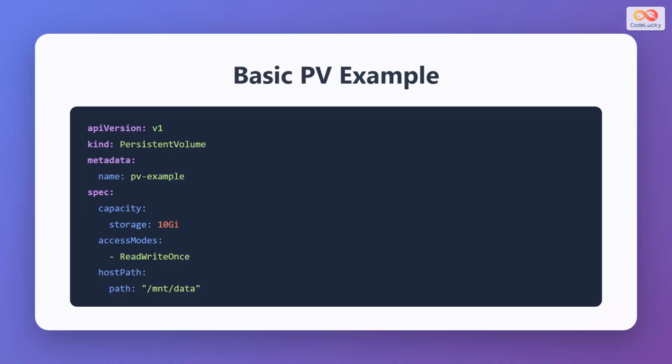Here's a basic example of a persistent volume definition. It starts with API version v1 and kind PersistentVolume. In the metadata, we give it a name, in this case pv-example. The spec section defines the volume's properties. Capacity specifies the storage size, here 10 gigabytes. Access modes determines how the volume can be accessed, with ReadWriteOnce meaning it can be mounted as read-write by a single node. Finally, hostPath specifies the storage backend, pointing to a directory on the host machine.